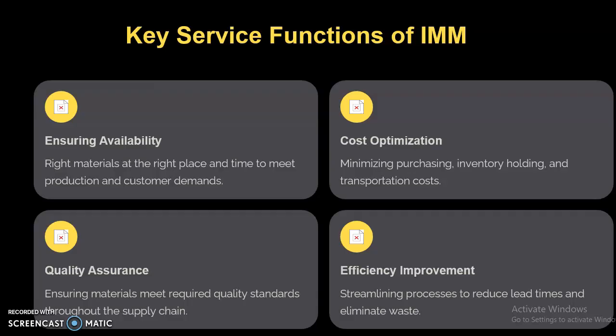Third one is quality assurance. This can be achieved by ensuring materials to meet required quality standards throughout the supply chain. The last one is improvement of efficiency by streamlining process to reduce lead time and eliminate waste.